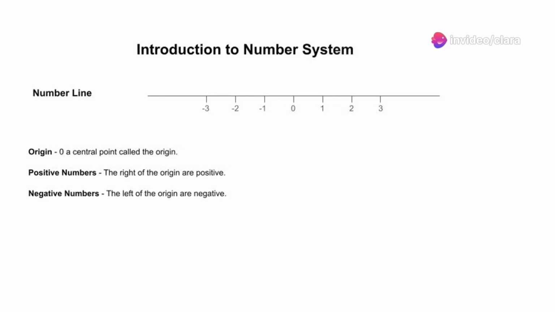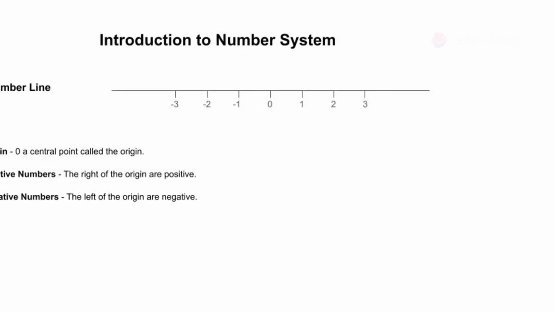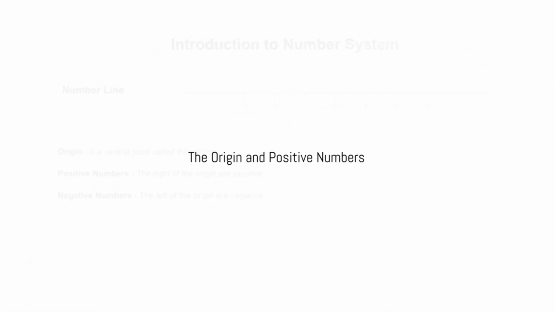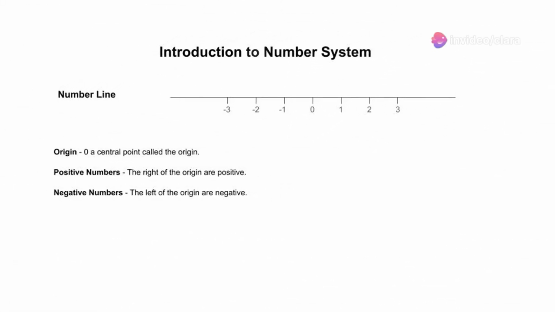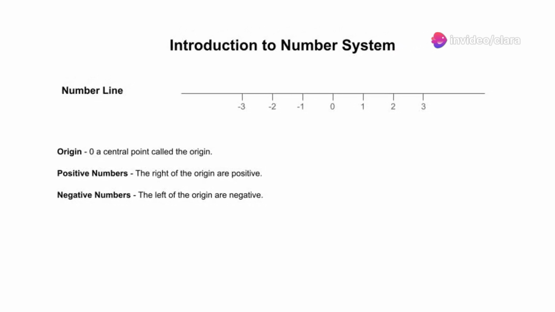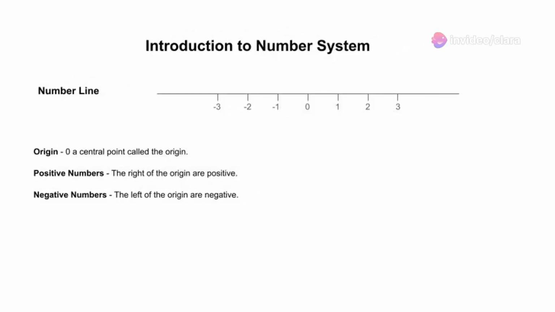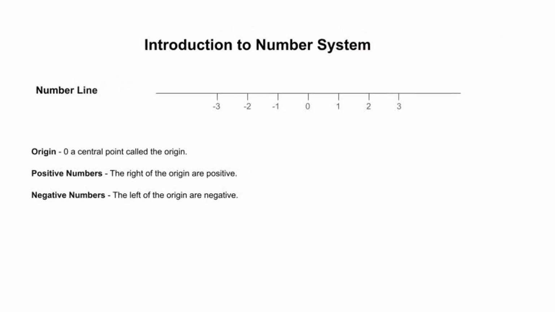The number line is a visual representation of numbers on a straight, horizontal line. It's fundamental because it helps us understand the relative positions of numbers. This central point here is called the origin. It corresponds to the number 0. Now, who can tell me what happens as we move to the right of the origin? The numbers get bigger. Exactly.